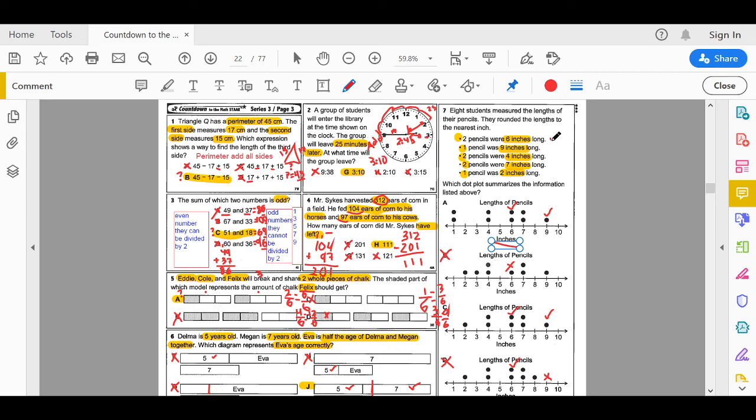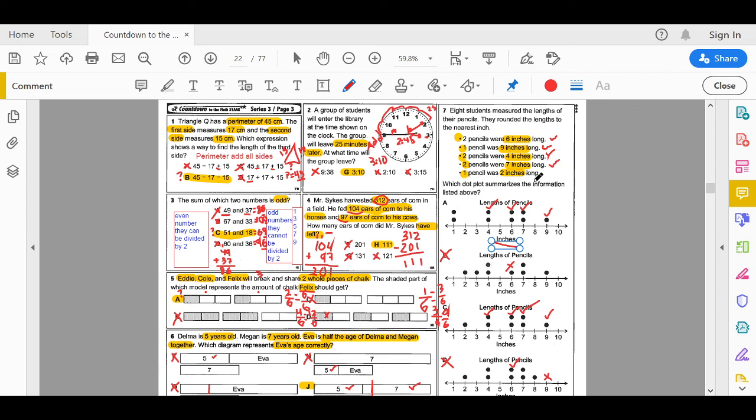We already checked this one. Let's go for the next one. 2 pencils were 4 inches long. Let's go to the number 4. There should be 2. This is correct. This one is correct. Okay, so we have to continue checking because we have not found the answer yet. The next one is 2 pencils were 7 inches long. So 7, there are 2 here, that's correct. There are 2 here, that is correct. Okay, we will have to go to the very last one to check the right answer.